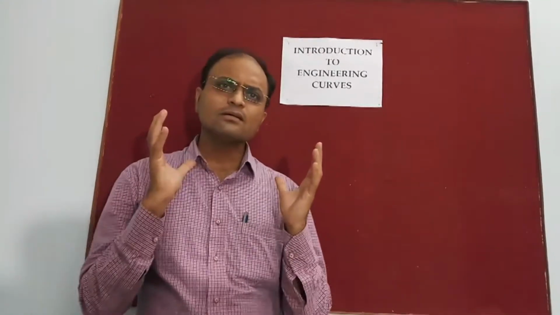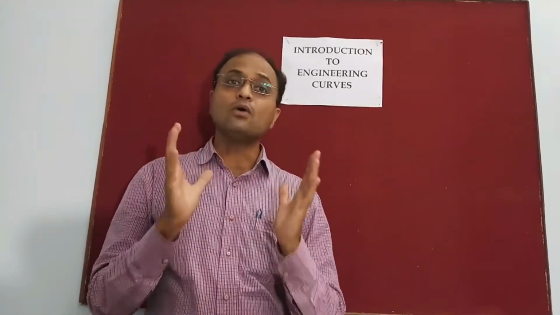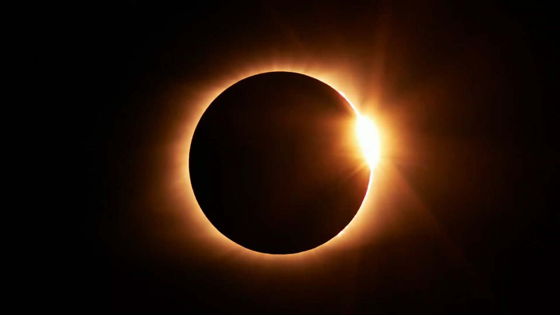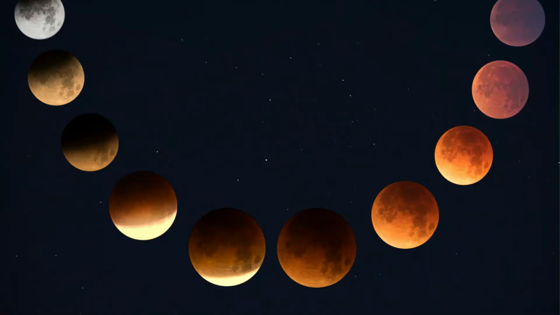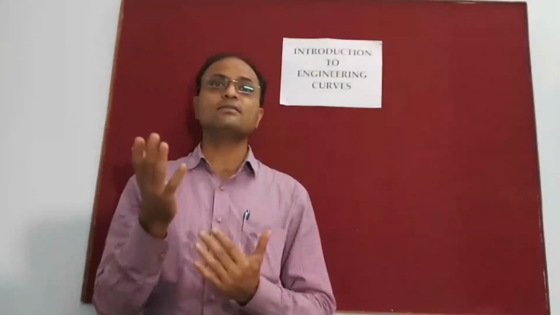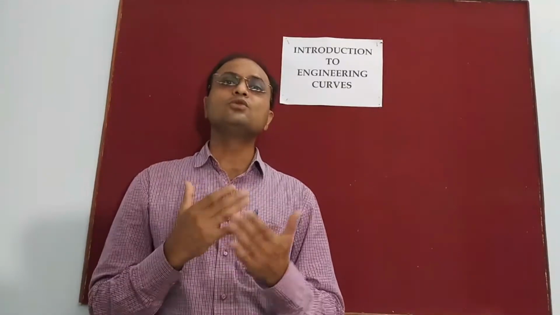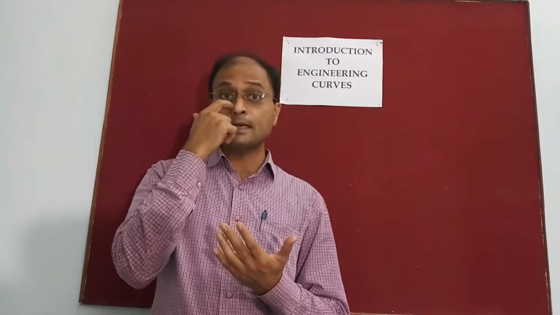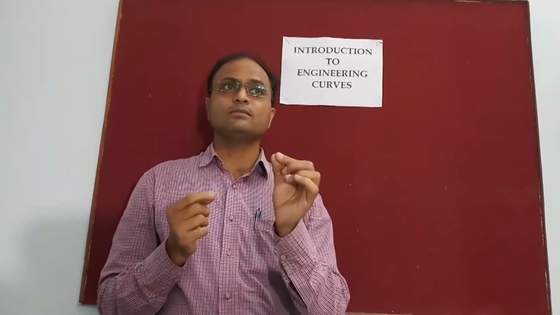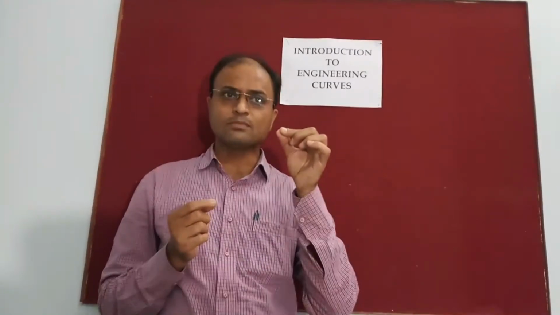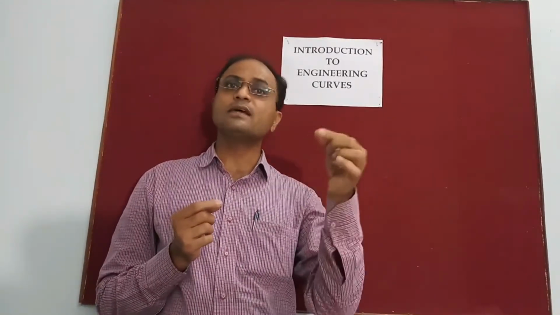Have you ever got a question in your mind, how can we predict either the occurrence of solar eclipse or lunar eclipse so precisely? How can it happen? How can scientists predict the occurrence of a solar eclipse or lunar eclipse to such a precision that they can even predict that it will start at this particular hour, minutes and seconds?